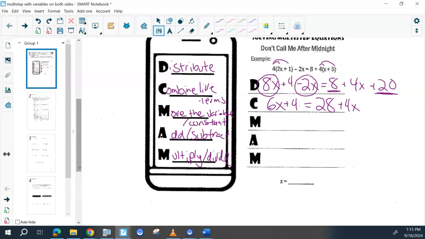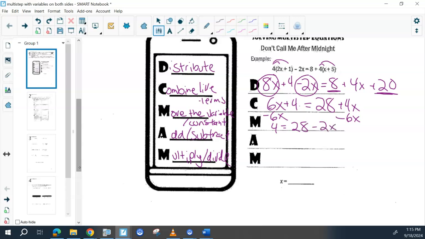After you have combined like terms on the same side, then you can start to move things. Because once you get here, your goal is to get all the variables to one side and all the constants to the other. How you do that is up to you. You have choices once you get to this one. Pick one of these terms that you want to move first. Which one? 6x. Okay, so if we move the 6x to the right by subtracting, we are going to have 4 equals 28 minus 2x.